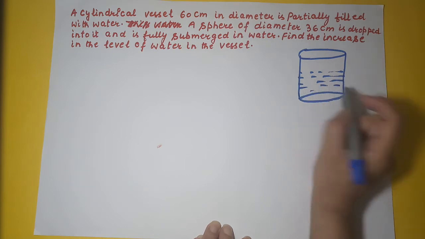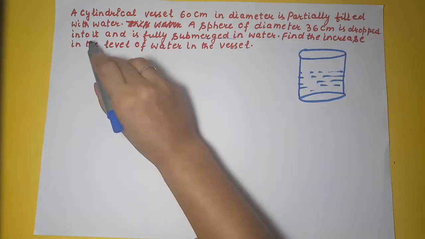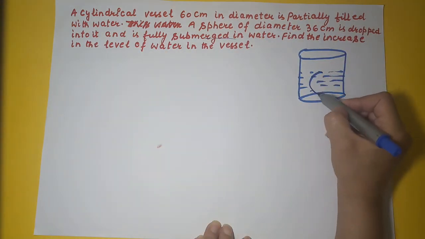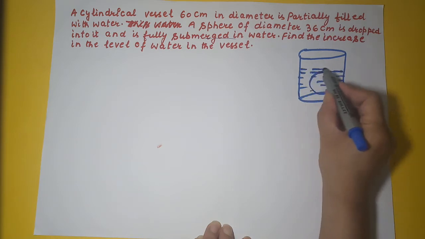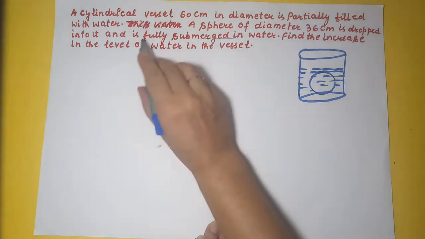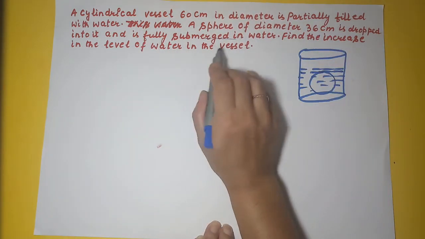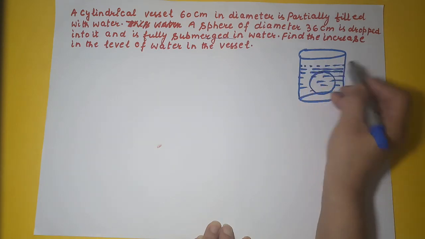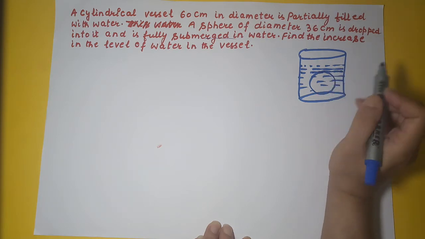Then, a sphere of diameter 36 centimeter is dropped into it and is fully submerged in water. So there is a sphere which is fully submerged in water here. Find the increase in the level of water in the vessel. So when you drop this sphere inside this cylinder, the water level will increase, right? That water level you have to find.